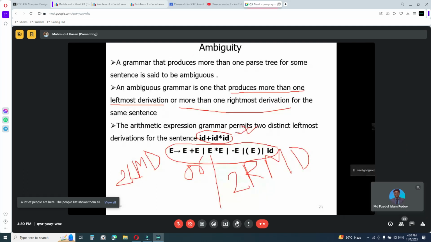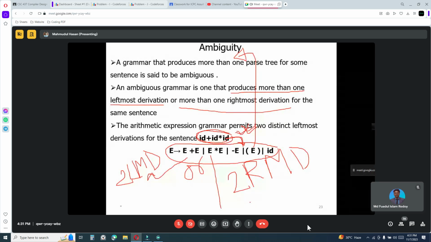So suppose this is your input string, and this is the grammar or production rule. So actually, if it is possible to generate more than one leftmost derivation of this input string with the help of this grammar, that time you can say that this grammar is ambiguous grammar.